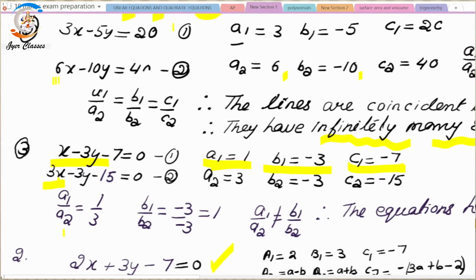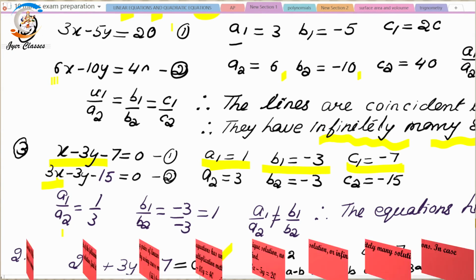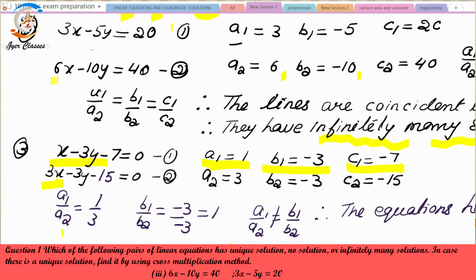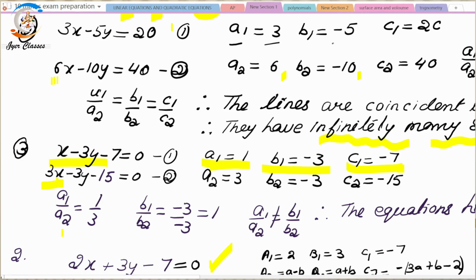So the second question, the second part of the first question, right? In it the first equation is 3x minus 5y is equal to 20 and 6x minus 10y is equal to 40. Okay, so what is a1? 3. What is b1? Minus 5, and c1 is equal to 20. In the second equation, 6x minus 10y is equal to 40. So a2 is equal to 6, b2 is equal to minus 10 and c2 is equal to 40.